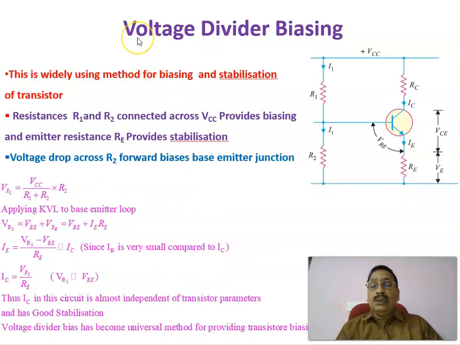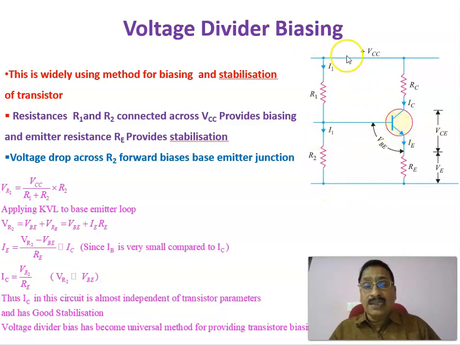Now coming to the fourth method of biasing, voltage divider biasing. In voltage divider biasing, this is the widely used method for biasing and stabilization of the transistor. Now here the VCC voltage is divided using two resistors, R1 and R2, and this R2 terminal is connected to the base. Therefore the divided voltage is given to the base.